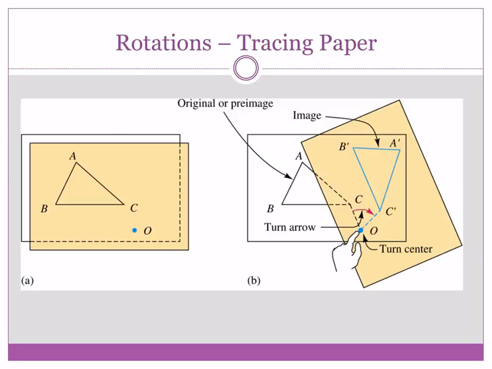Well, it's clockwise, right? And it looks like it's a 90-degree rotation, or at least close, right? Maybe not exactly 90 degrees. But it's definitely a clockwise rotation. And you can definitely see from this image, too, that if we rotate it counterclockwise, we would be in a different location when we're done, right? We'd be over here somewhere instead. Okay? So this is one way to do it, with tracing paper.